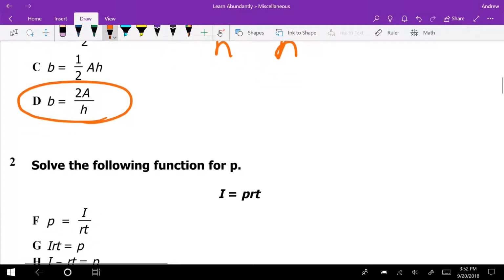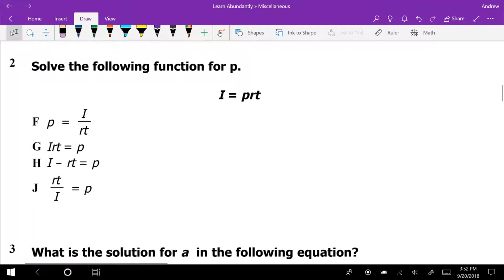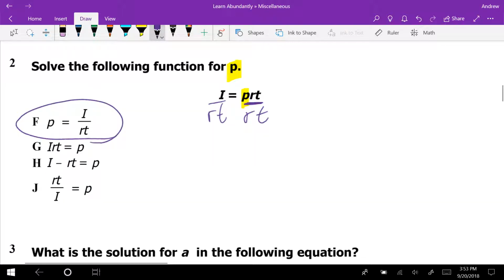Cool? Next one. Next one I like it is doing all multiplication, so it makes it a little bit easier. I'm trying to get p by itself in this one. There's p. What's happening to the p is that it's being multiplied by rt. So if I want to get rid of it, I need to do the opposite. What's the opposite of multiply? So instead of multiplying by rt, I'm going to divide by rt on both sides. And then look at my answer choices. Which one is I divided by rt? Well, there it is. Okay, not bad.